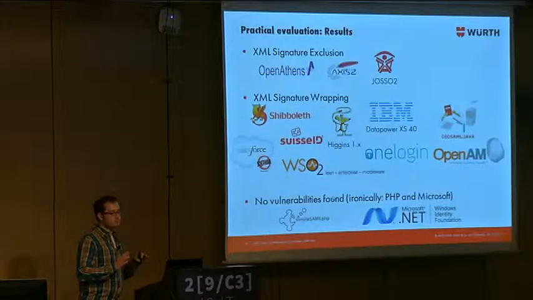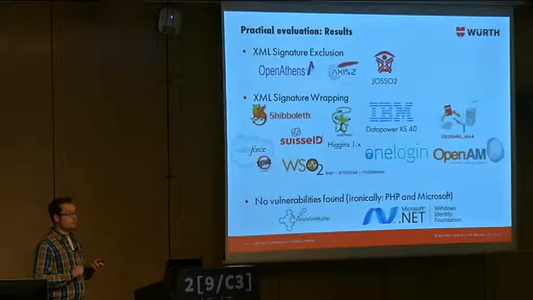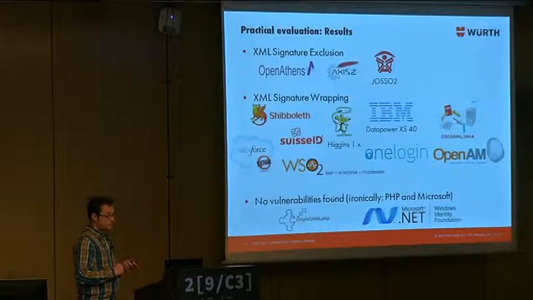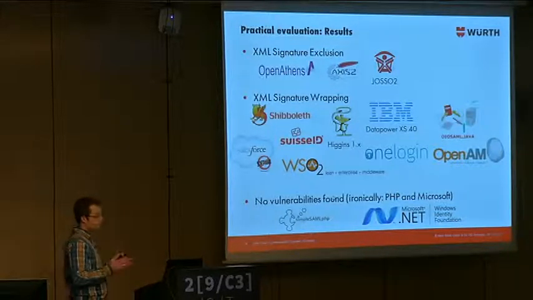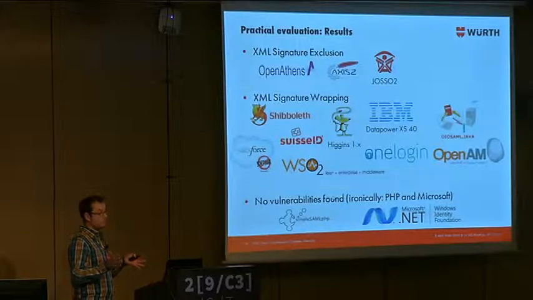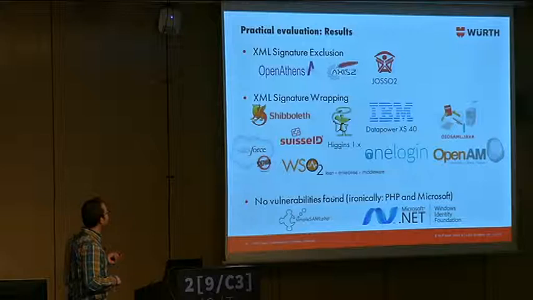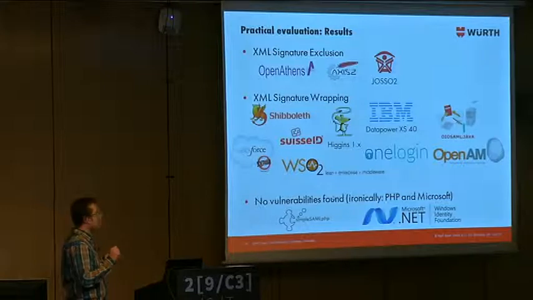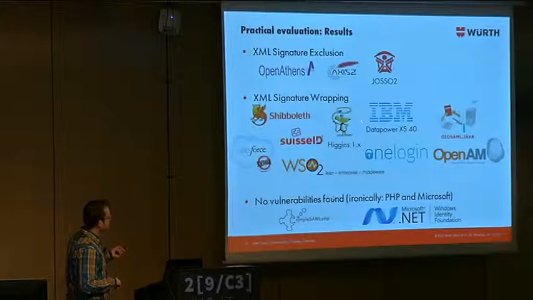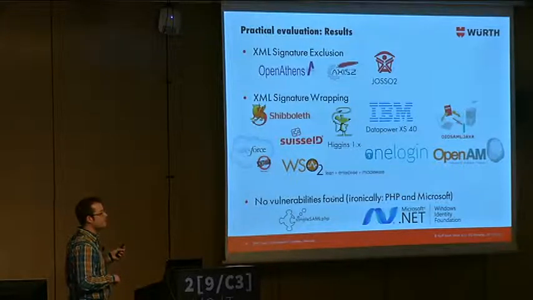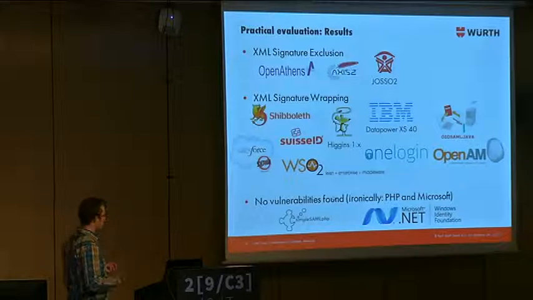So let's come to the results of our practical evaluation. On the top you see the XML signature exclusion attacks. These attacks were possible for OpenFNs, Apache Axis 2, and JOSSO 2. All three failed in verifying the XML signature. And XML signature wrapping attacks were possible on 9 out of 14 tested frameworks, with prominent examples like IBM's DataPower XS40 XML Security Gateway.